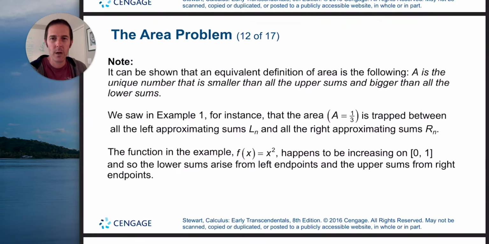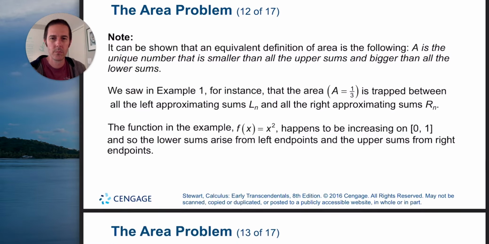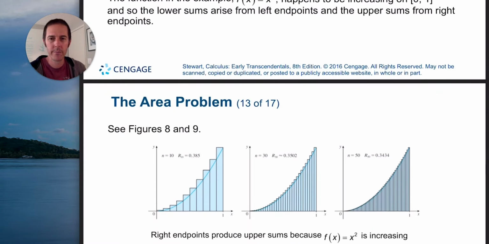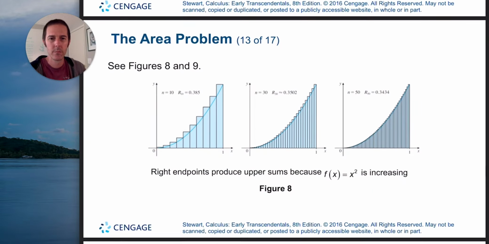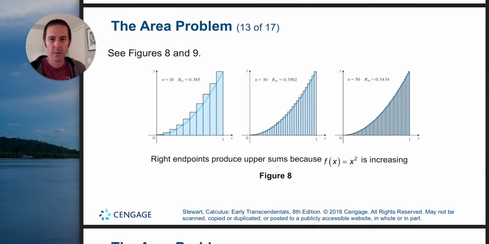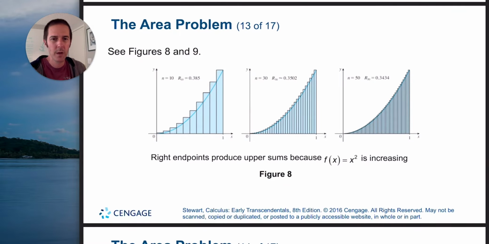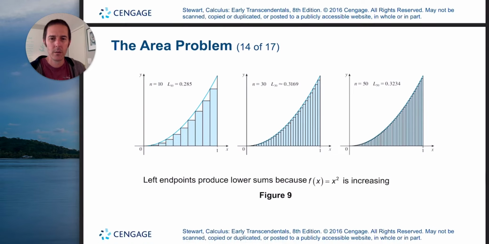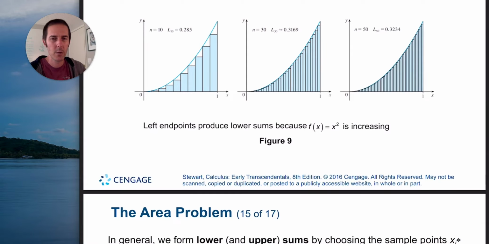What else is going on in the area problem? We talked about this already. The right endpoints produce an upper sum or an overestimate if your function is increasing. Left endpoints produce a lower sum or an underestimate if your function is increasing.